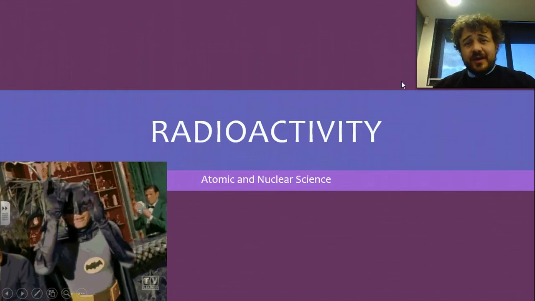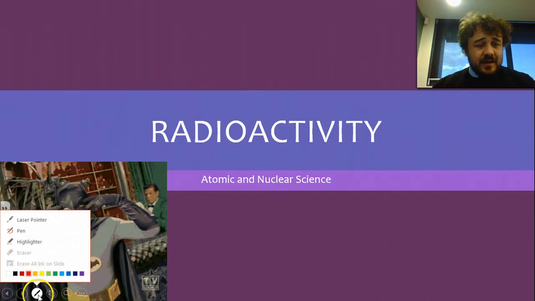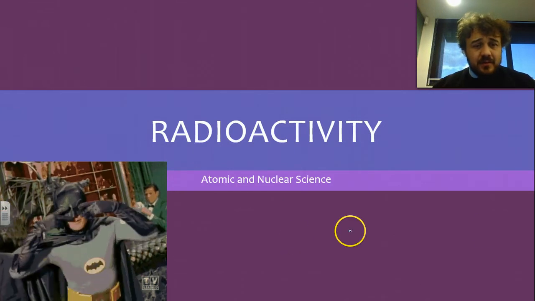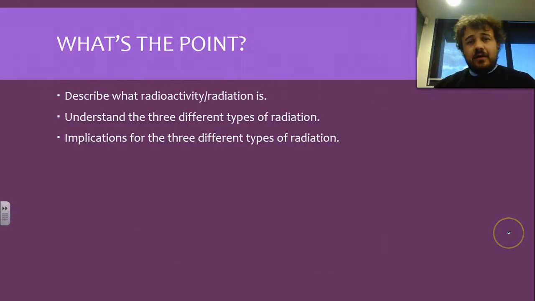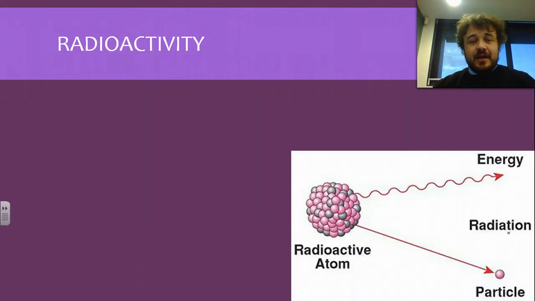Alright, so we're about to jump into radioactivity, so let's get our pen ready and away we go. So what's the point? What are we doing? Basically, by the end of this, you want to be able to describe what radioactivity or radiation is. You want to understand the three different types of radiation, their physical makeup, and the implications of what they can mean. Okay, let's get into it.